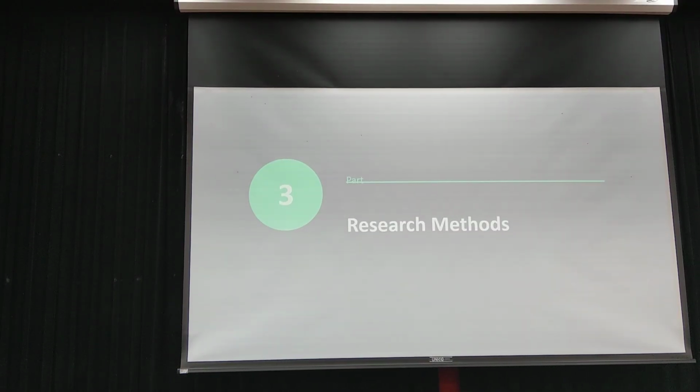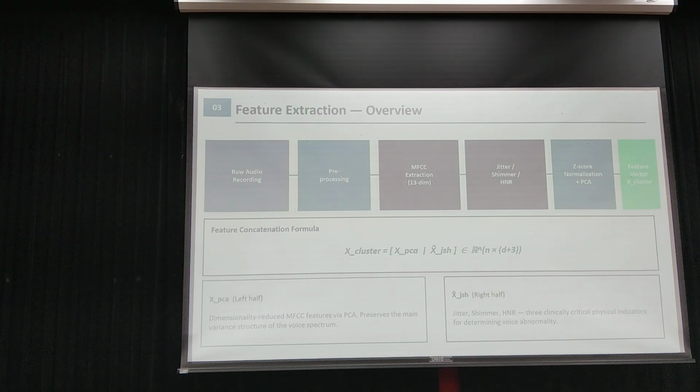The method section covers four major components: feature extraction, personal algorithm, group algorithm, and adaptive weighting. The feature extraction stage is the foundation of our system. Voice signals are pre-processed and then acoustic features are extracted. We extracted two categories of features. First, spectral features, MFCC, which captures the spectral envelope of the voice. Second, clinical perturbation features, like jitter, shimmer, and HNR. After extraction, all features are Z-score normalized, and the MFCC features are dimensionally reduced through PCA. They are concatenated horizontally with jitter, shimmer, and HNR to form the final feature vector.